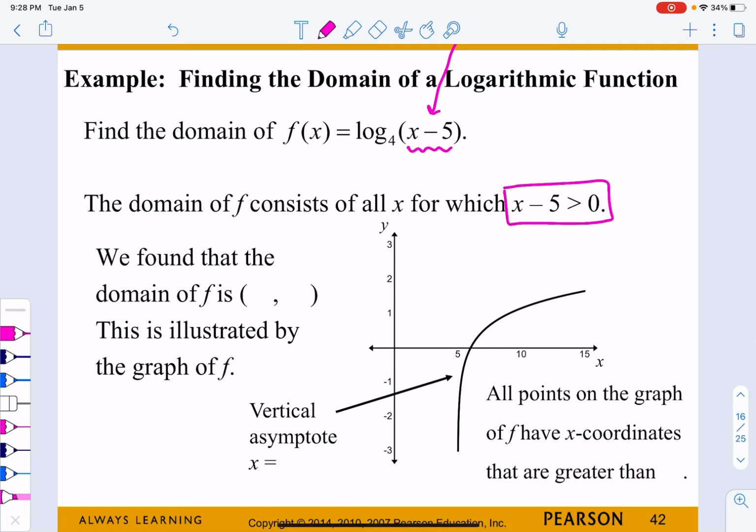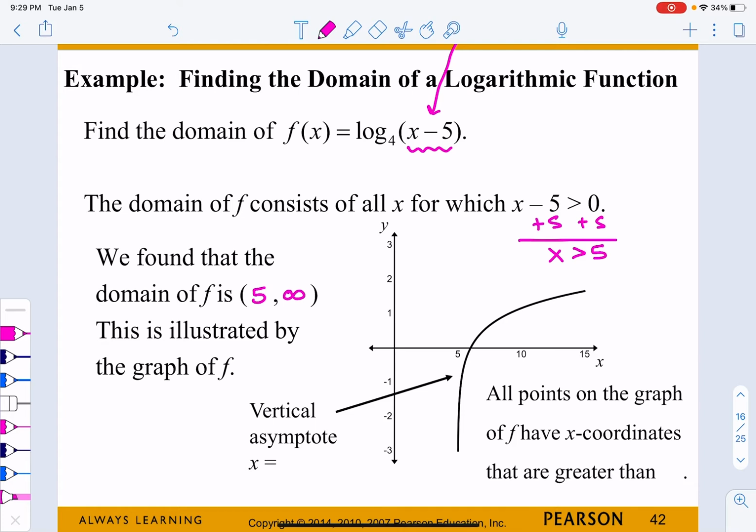So if I were to solve that out to get x all by itself, I would get rid of that negative 5 by adding 5 over, which means that x has to be greater than 5. So then it says we found that the domain of f is, well, if it has to be greater than 5, that means that we're going to start at 5. And where are we going? We're going to go to infinity.